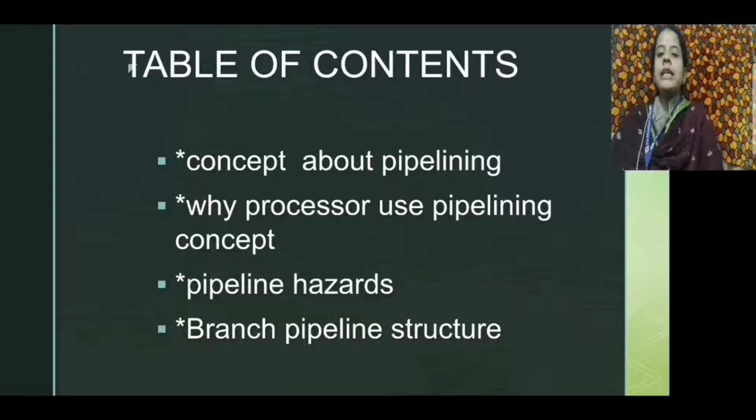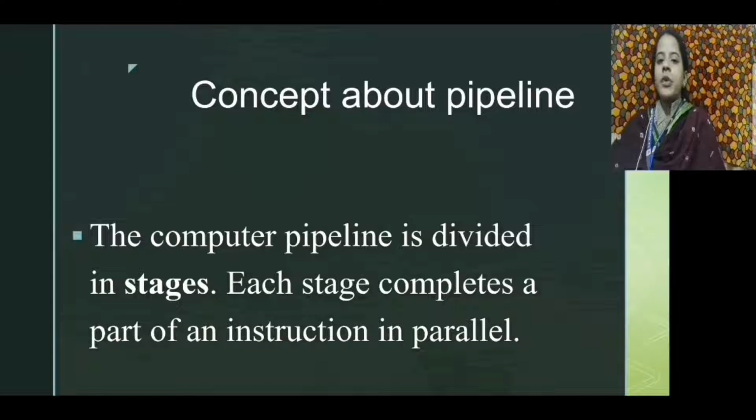So now to start with our initial concept, that's the concept of pipelining. In a general way, pipelining is used when a processor executes an individual instruction in a sequence of steps or stages. That means the computer pipeline is divided into stages. Each stage completes a part of the instruction in parallel, and the stages are connected one to the other end to form a pipe. Instructions enter at one end, progress through the stages, and finally exit at the other end. So this is all about the concept of pipelining.